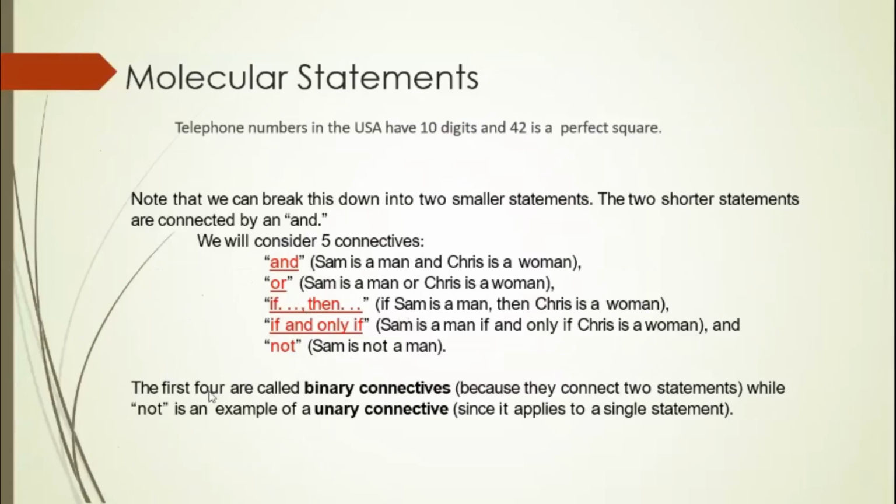The first 4 are called binary connectives. Why do we call them binary connectives? Because they connect 2 statements. While the last connective, the word "not," is an example of a unary connective, since it is applied to a single statement. We did not combine atomic statements here. That's why it is used as a unary connective: it is applied to a single statement.